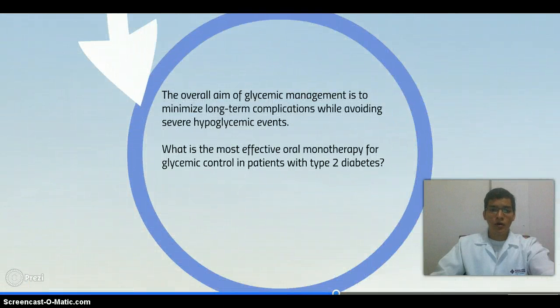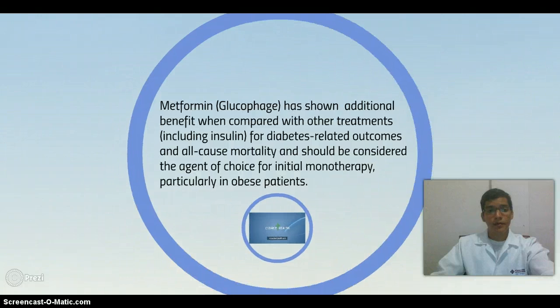The overall aim of glycemic management is to minimize long-term complications while avoiding severe hypoglycemia events. What is the most effective oral monotherapy for glycemic control in a patient with type 2 diabetes? Metformin, or Glucophage, has shown additional benefit when compared with other treatments, including insulin, for diabetes-related outcomes and all-cause mortality, and should be considered the agent of choice for initial monotherapy, particularly in obese patients.